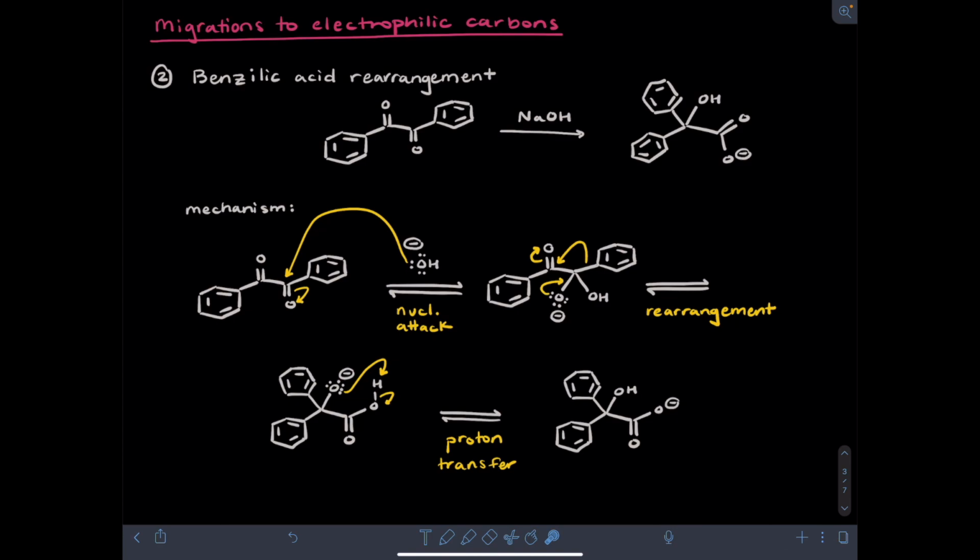So looking at the mechanism overall and considering the key rearrangement step, the rearrangement step is driven by the fact that reforming the carbon-oxygen pi bond is very favorable because those pi bonds are particularly strong. In this case, the electrophilic carbon was a part of a carbonyl rather than a carbocation. But the same idea of the migration of a carbon group can take place for this motif as well.